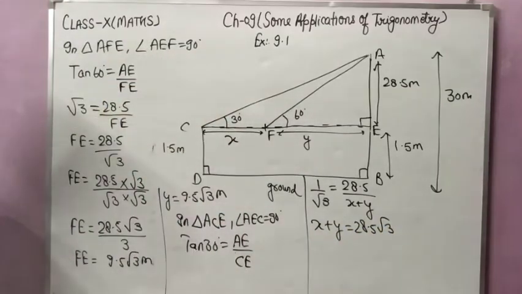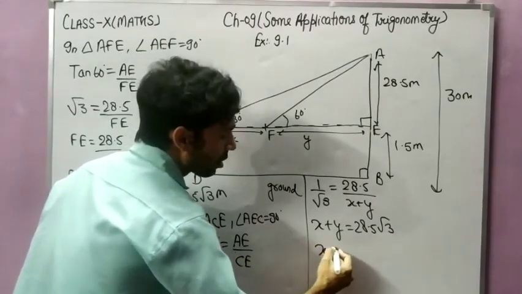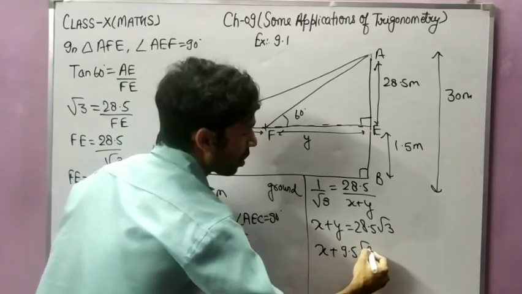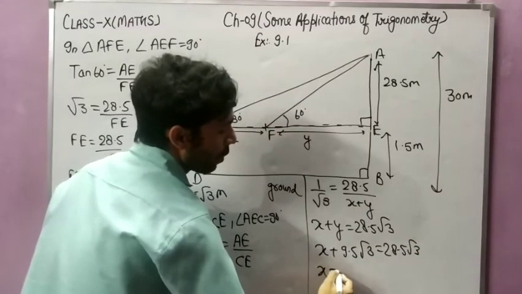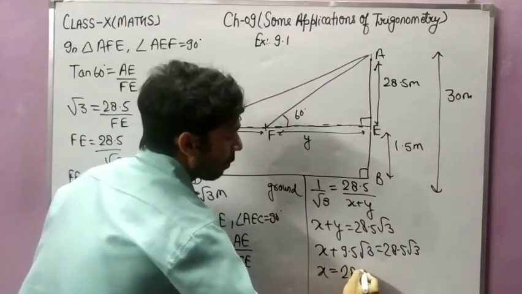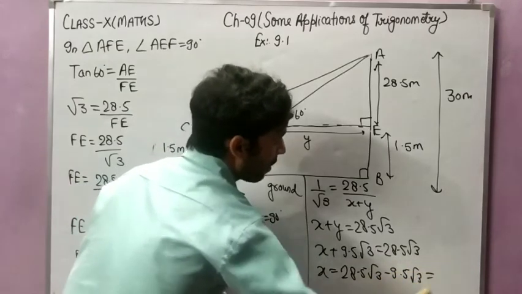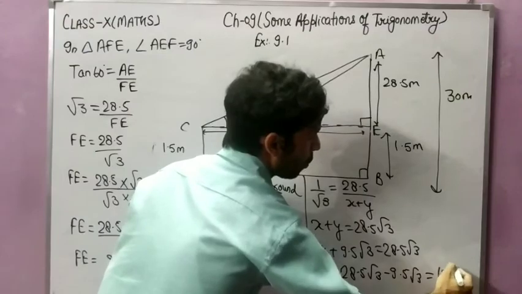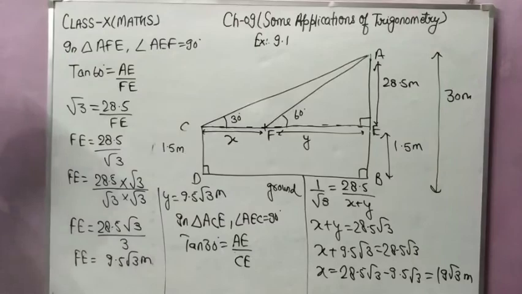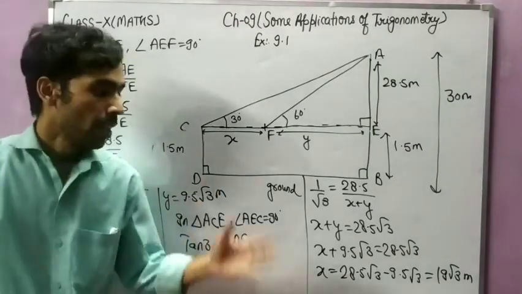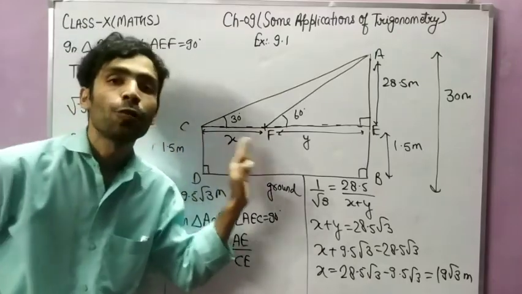Now student, you have calculated the value of y, so you can put the value of y. So x plus 9.5 root 3 will be equal to 28.5 root 3. So the value of x will become 28.5 root 3 minus 9.5 root 3. So that will be equal to 19 root 3 meter. That means 19 root 3 meter a man traveled towards the building.